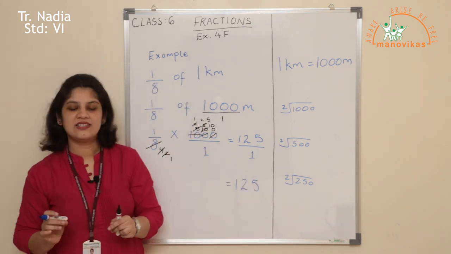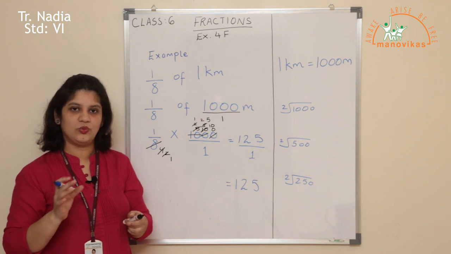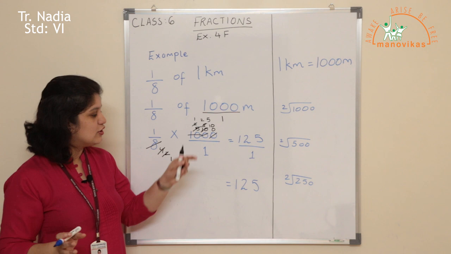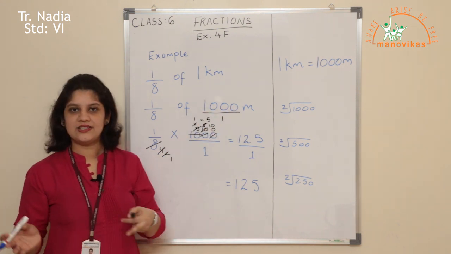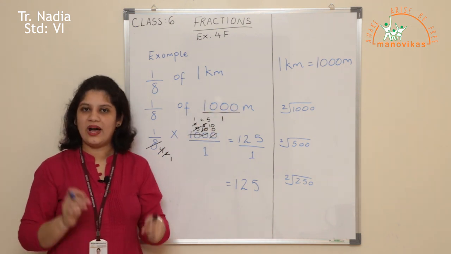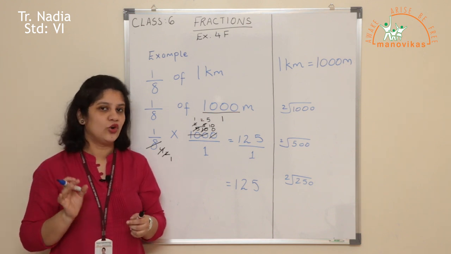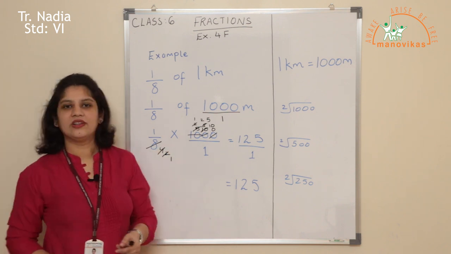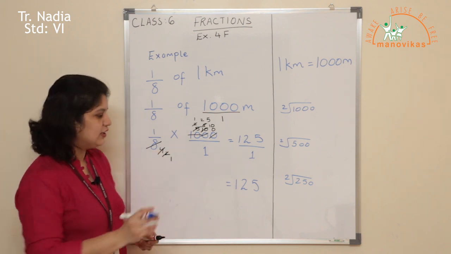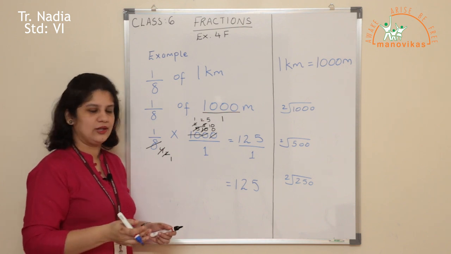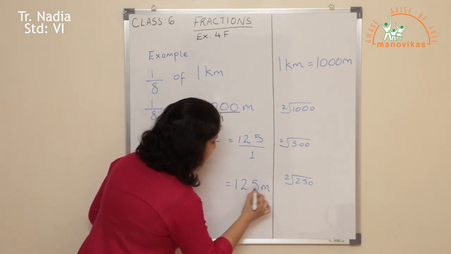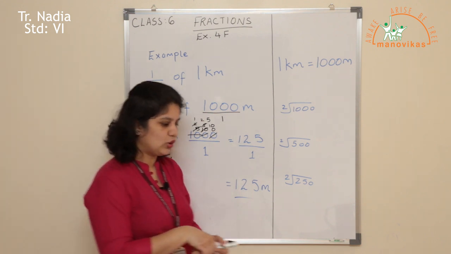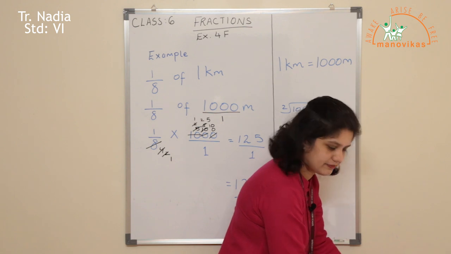Now, remember your answer is going to have a unit because we are finding the value of 1/8 of 1 kilometer. So, we had already converted the kilometers into meters because we knew that 1/8 of 1 kilometer is going to be a value less than 1 kilometer. So, after solving, we got the answer 125. So, the answer, 1/8 of 1 kilometer, is 125 meters. That's your final answer.